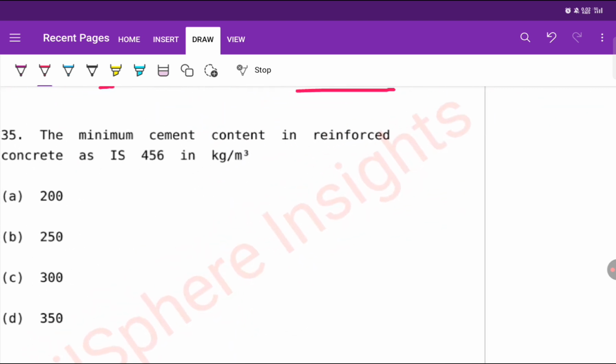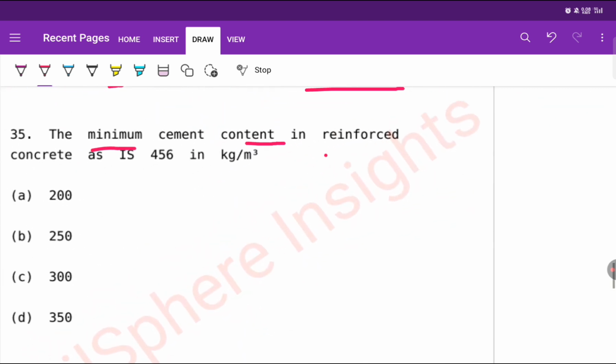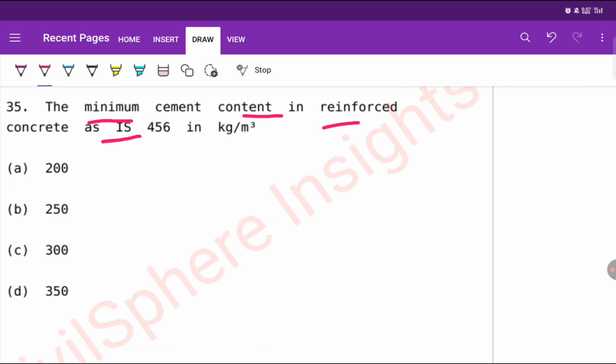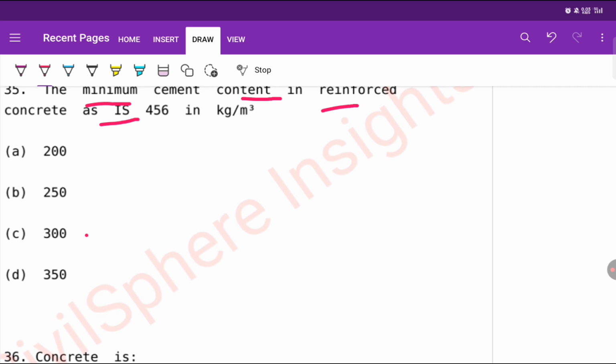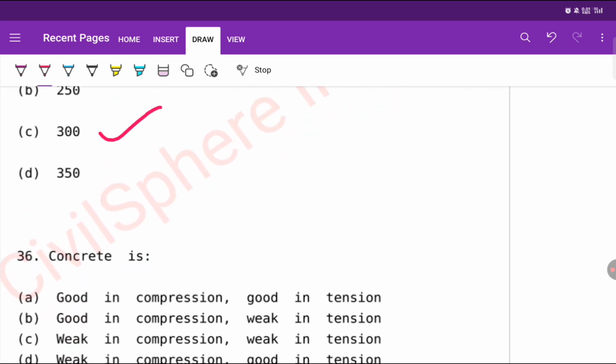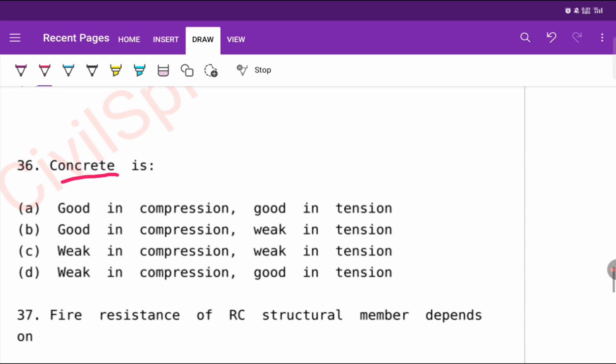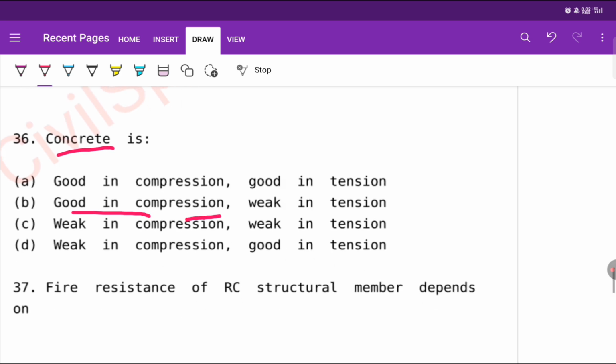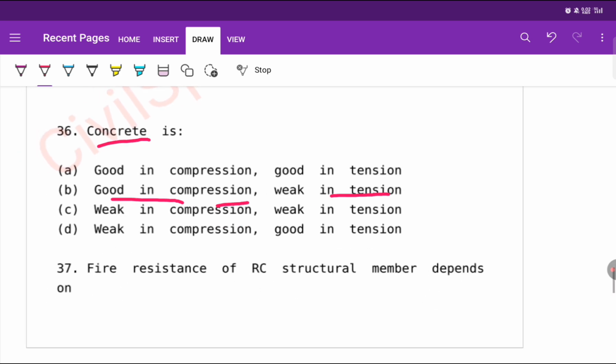Coming to the next question: the minimum cement content in reinforced concrete as per IS 456 in kg per meter cube. The minimum is 300, right. Coming to the next question: concrete is good in compression, weak in tension. Option B is the correct answer.